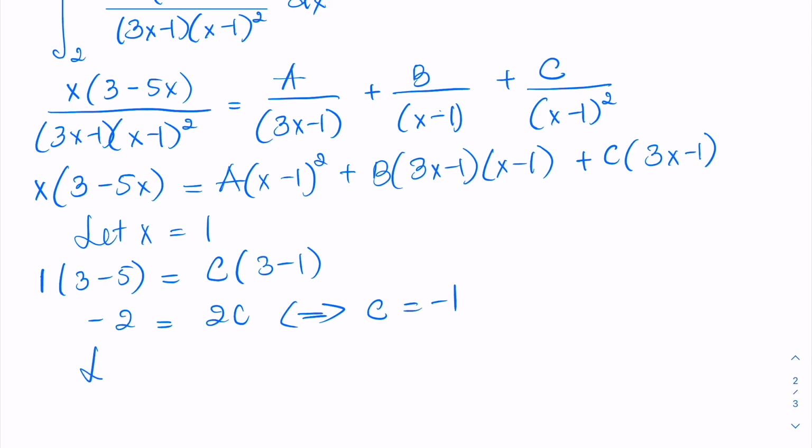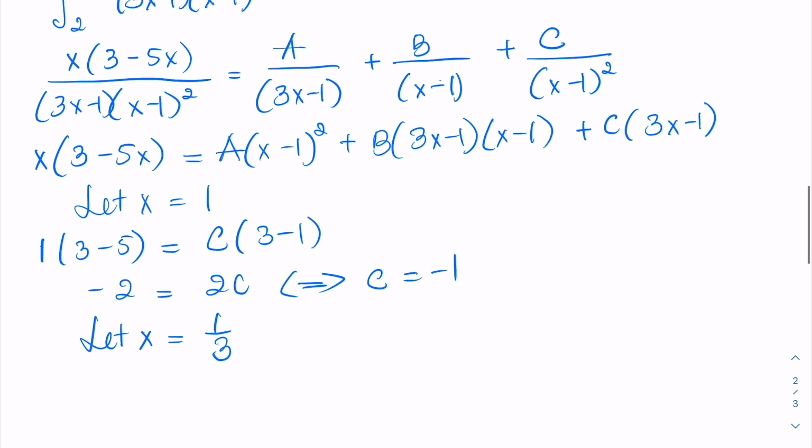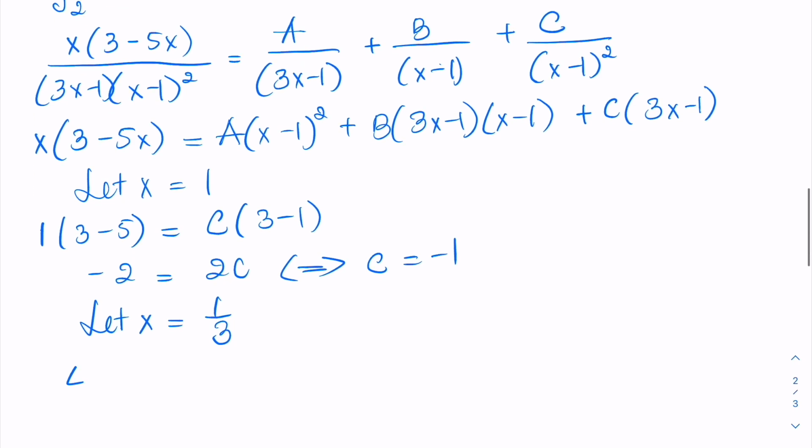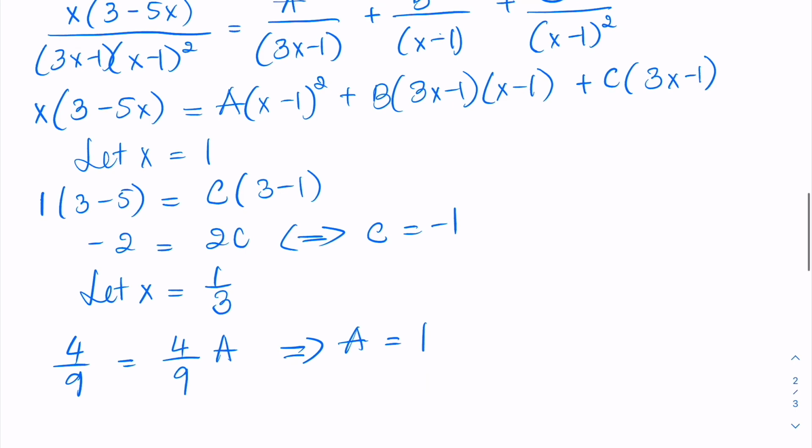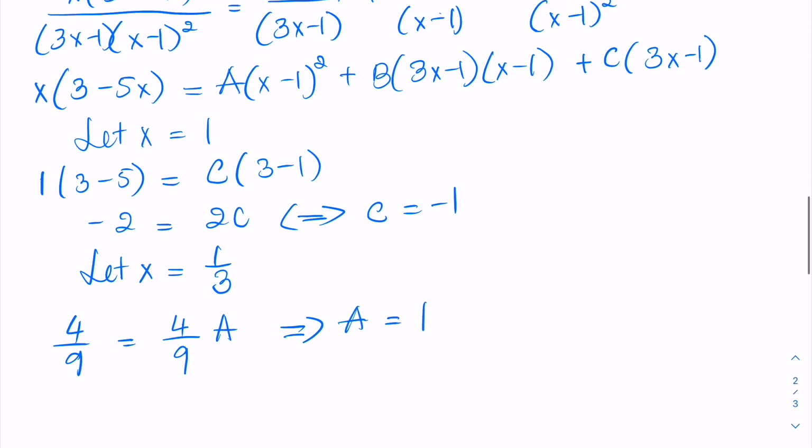If I let x be 1/3, same thing. I'll be able to cancel out this one. And since I have C, I can just plug it in and solve for A now. So that's going to give me 4 over 9 equals 4 over 9 A. Therefore, A is 1. Okay? So now it's easy since we have A and we have C, we just have to solve for B.